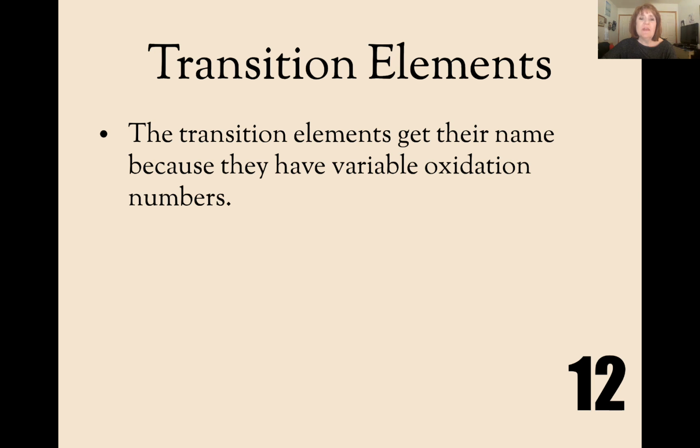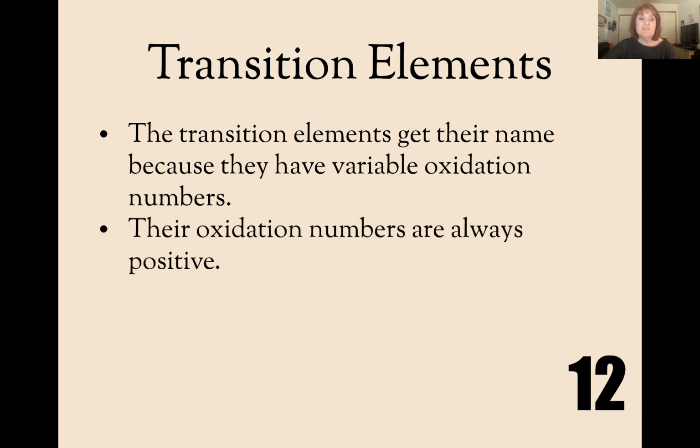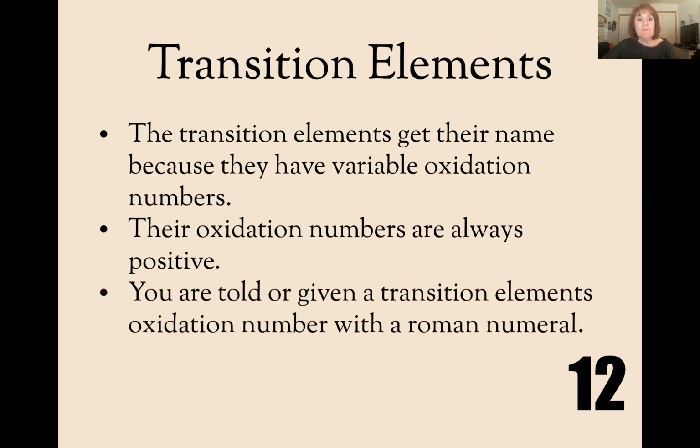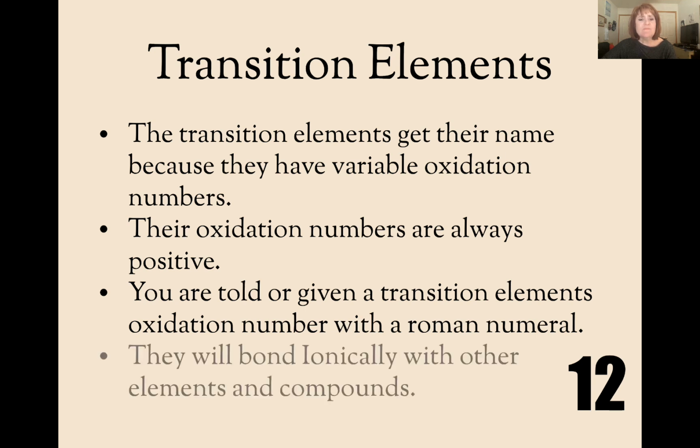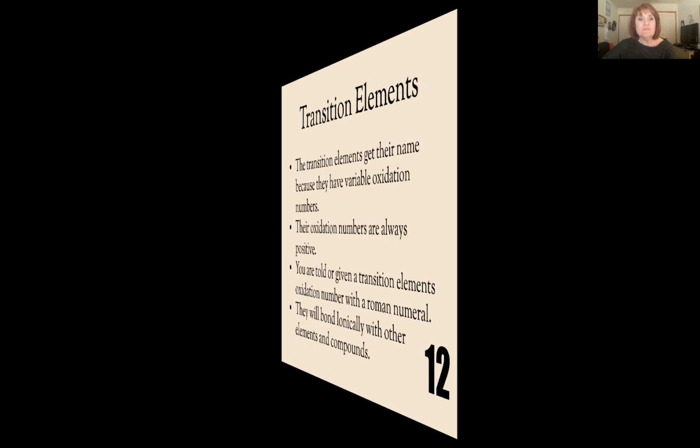Transition elements get their name because they have variable oxidation numbers. And their oxidation numbers, remember, are always positive. And you have to be told which one you're playing with. So notice, and you saw this in your scrapbook if you had a transition element, that it had more than one oxidation. And you have to be told what it is with a Roman numeral. And these will form ionic bonds with other elements and compounds.